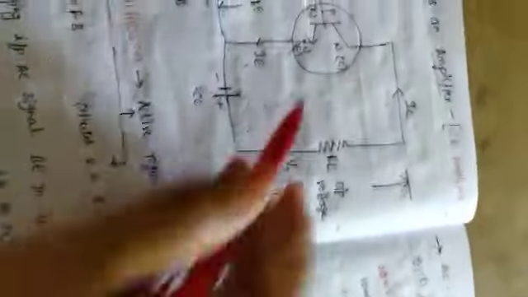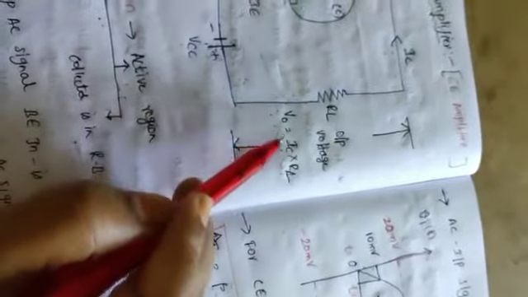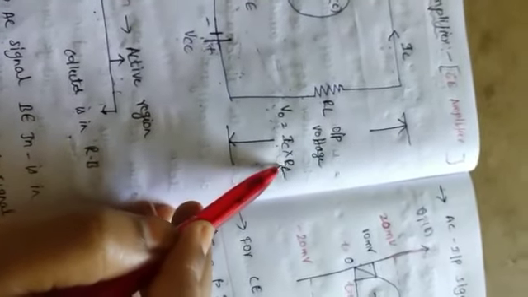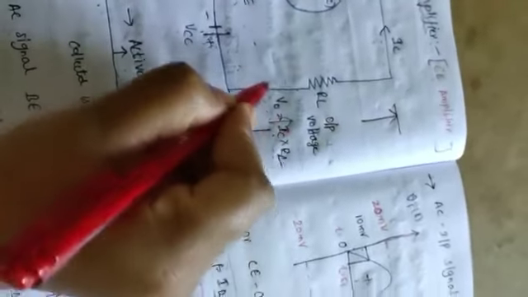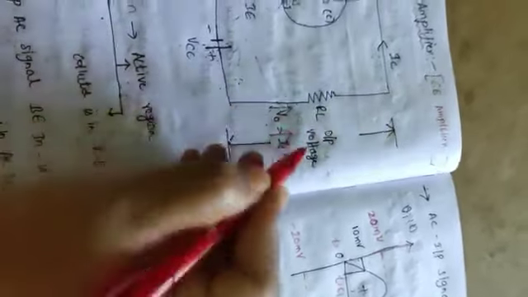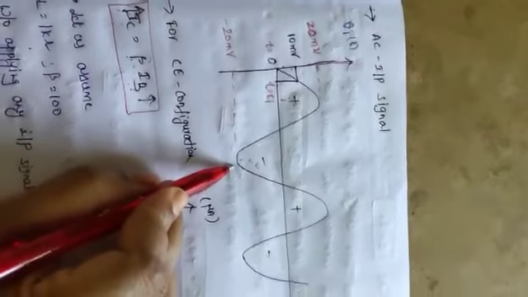If IC increases, the output voltage V0 equals IC into RL. Here RL is a fixed value. So if IC increases, V0 also increases. In this way the output voltage is increased. Okay, for example, take this input signal.